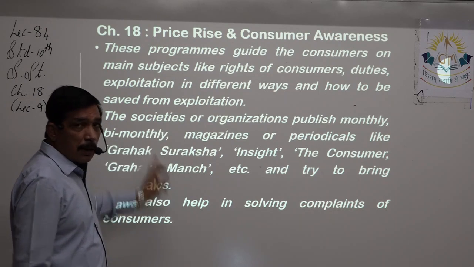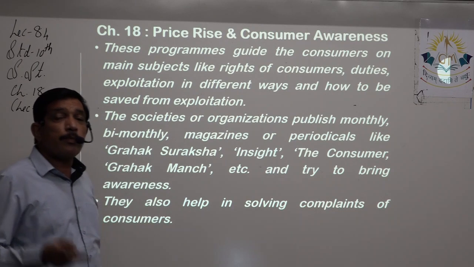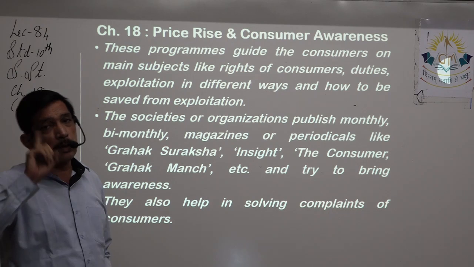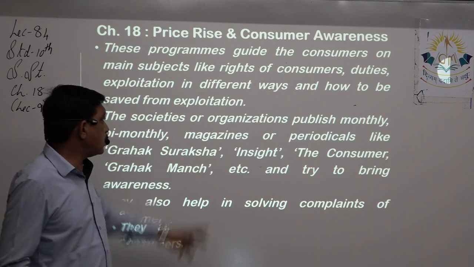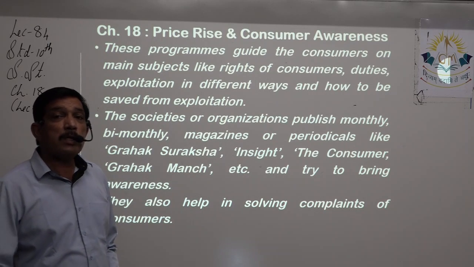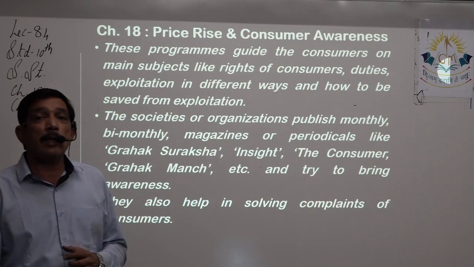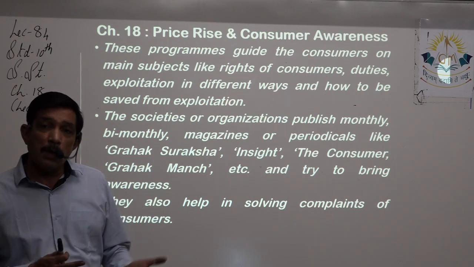Some publish monthly, that is one magazine per month. Bi-monthly means per 2 months there will be one. Fortnightly will be 15 days. Very important magazines or periodicals are those taken out by these consumer societies for the welfare of the consumers.